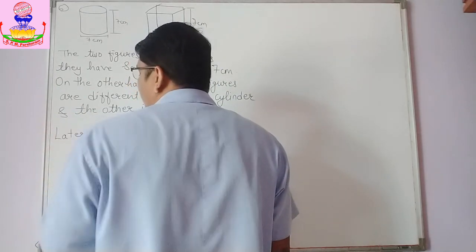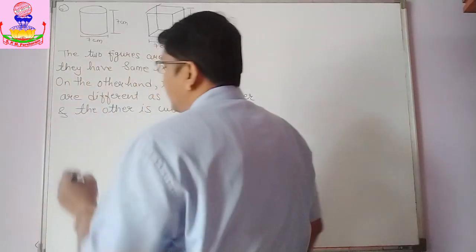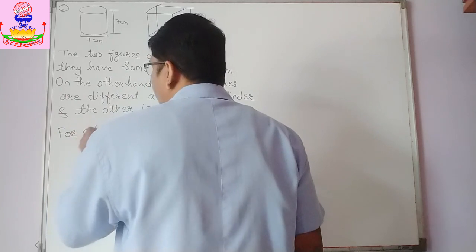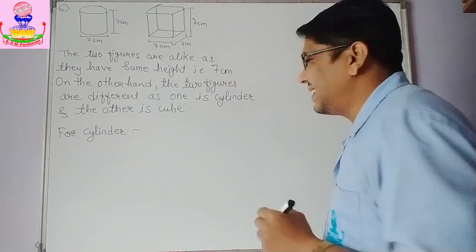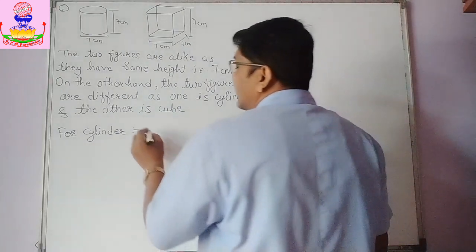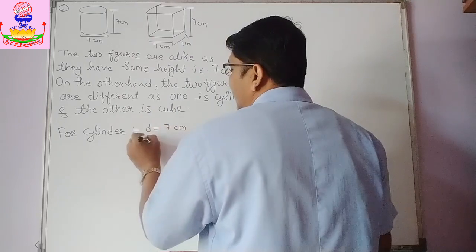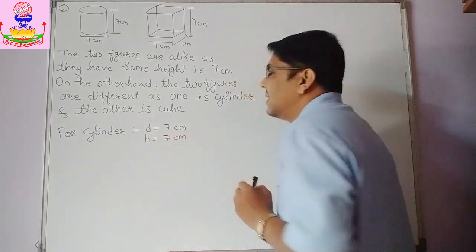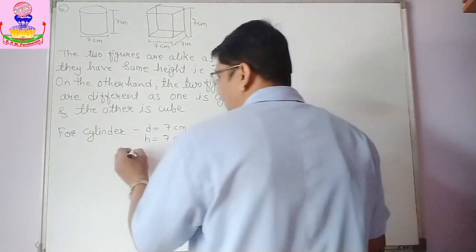First we will find out. Now for the cylinder, before finding out the lateral surface area, is the radius given? See what is given. For the cylinder, diameter is given. D is given as 7 centimeter and height is given as 7 centimeter. Is radius given? No. So I need to find out the radius first.